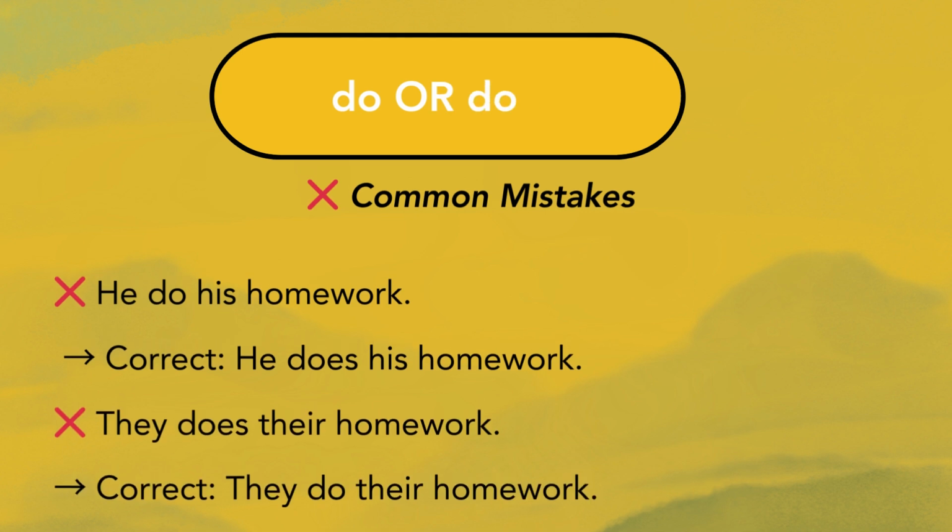Many people make these mistakes. He do his homework. Incorrect. He does his homework. Correct. They does their homework. Incorrect. They do their homework. Correct. Remember, the subject decides do or does, not the verb ending.